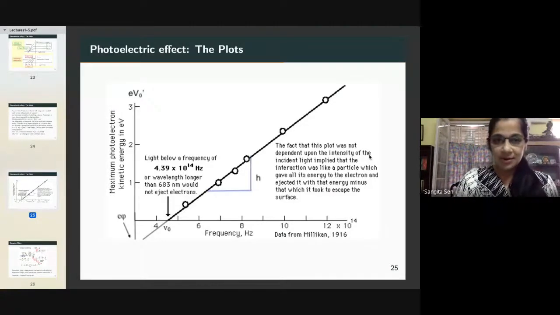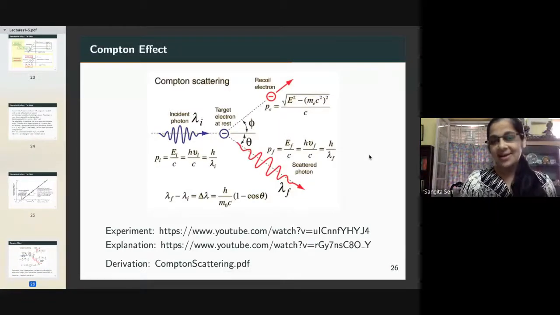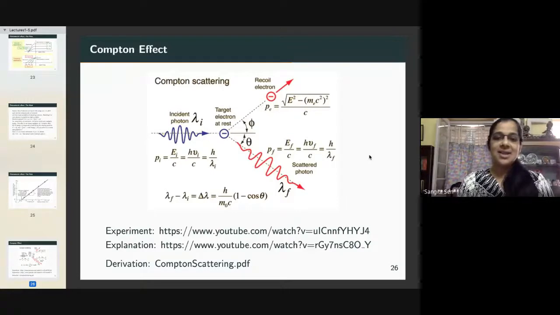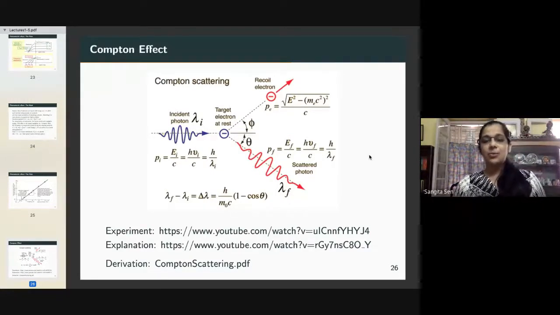We will now go on to the Compton effect. In Compton scattering, you have an incident photon, which was taken to be an X-ray by Compton, and he shone this X-ray on an electron at rest, and he observed the wavelength and the direction of the scattered wave. He found that the wavelength of the scattered X-ray increased, and simultaneously the electron recoiled and shot off in a different direction. So he measured both these angles.